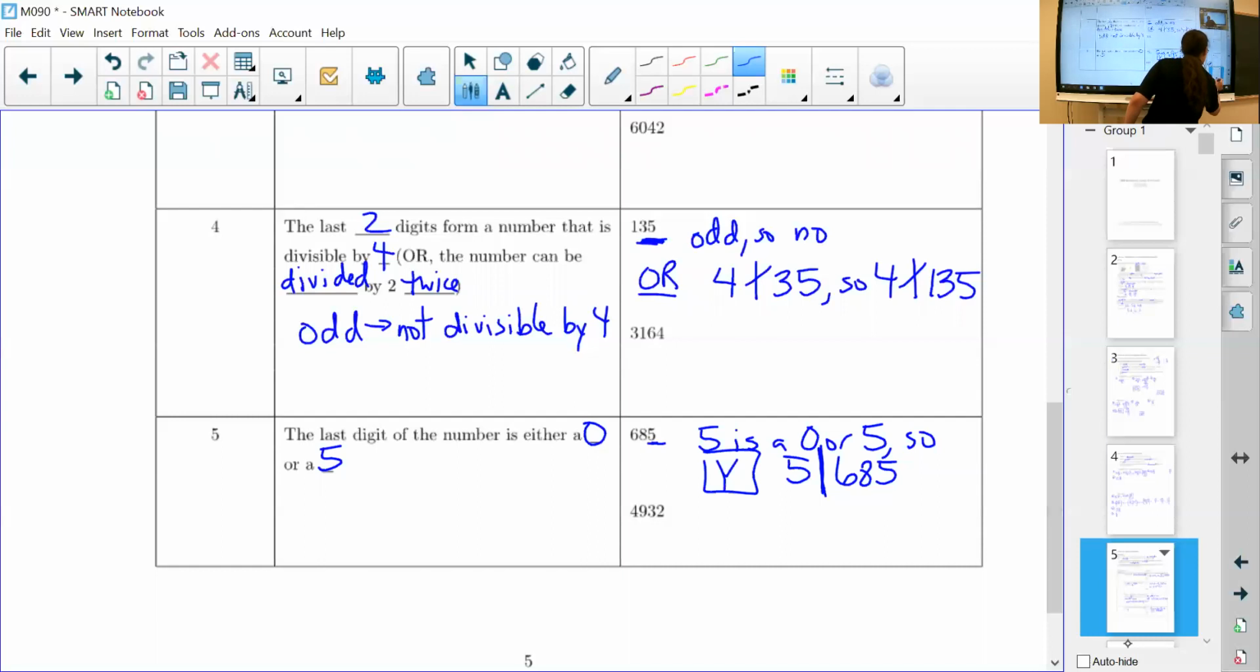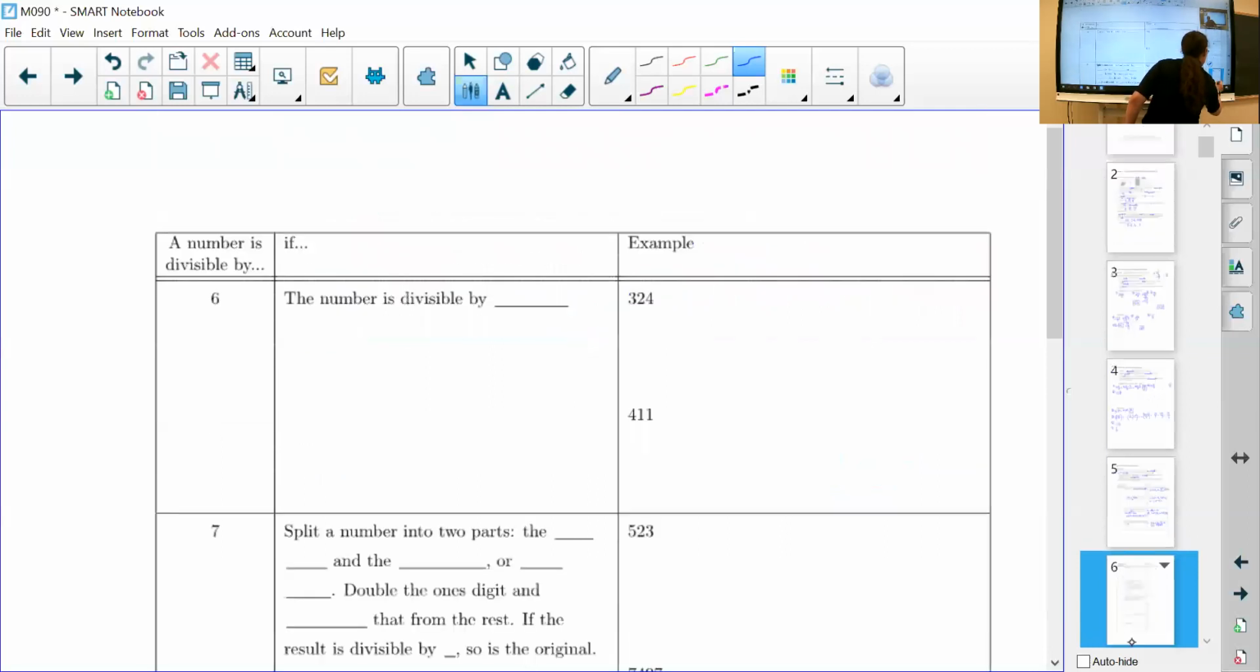We're now going on to page 6. And the rule for 6s and 7s is a little trickier than some of the other rules. That's okay. For 6, it's actually basically 2 rules. It has to be divisible by 2 and by 3. So we just check both rules. If they both fit, then the number is divisible by 6. It's a multiple of 6. And if not, then it's not.